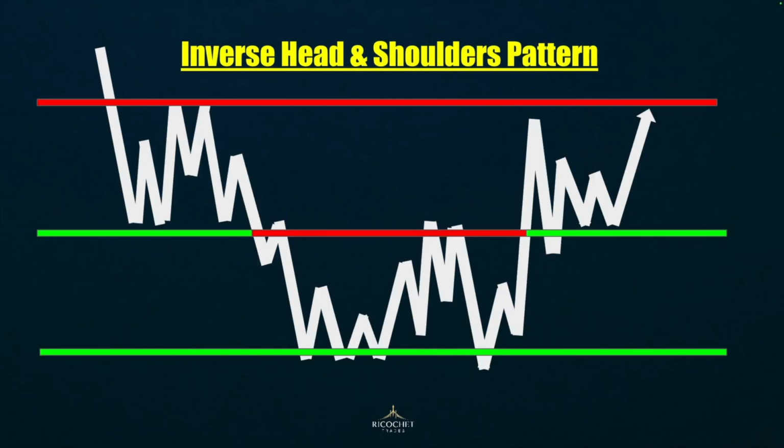To take this one step further, an inverse head and shoulders pattern is used for a bullish thesis, where a breakout into the right shoulder and a retest off support signals an entry with the price target at the next major resistance level. Now let's jump over to the chart so we can see real examples of how this strategy plays out.